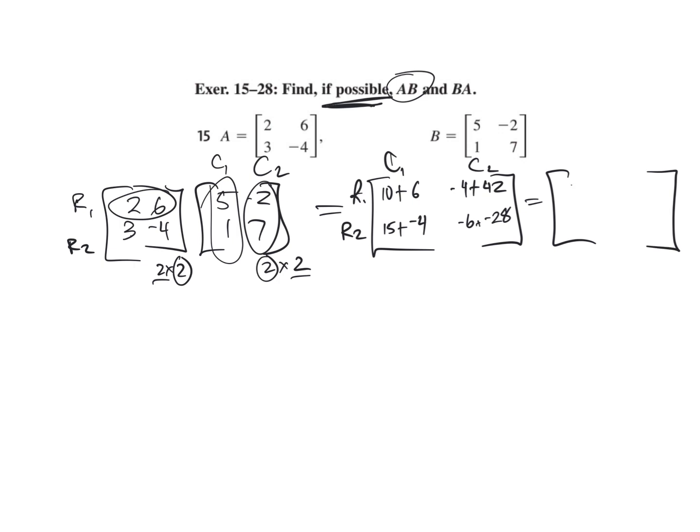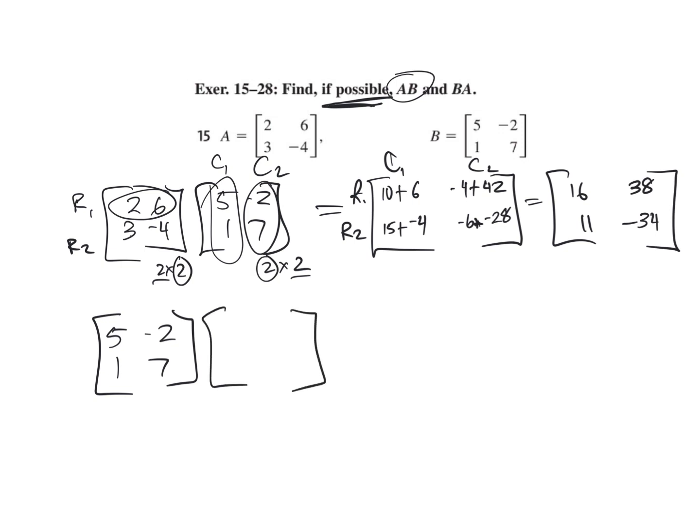We have 16, 38, 11, and negative 34. Now let's do b times a. So we're going to do 5, negative 2, 1, 7. We're switching this around. We're going to see what we get, because what they're trying to show is, does a times b equal b times a?